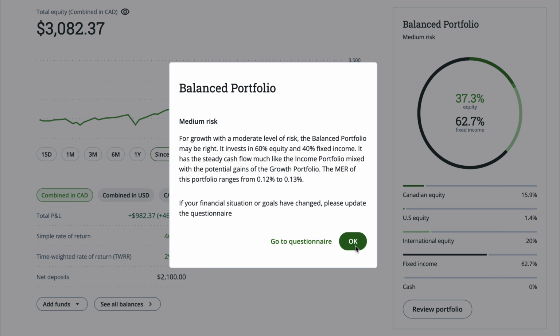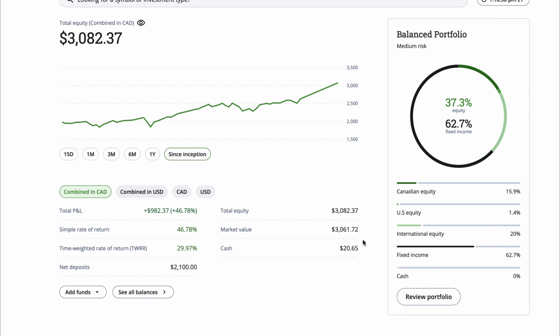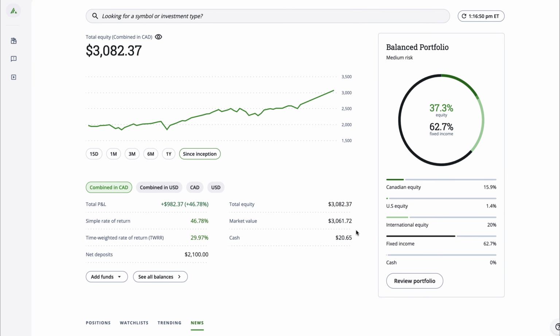With Questwealth, we handle the investing for you and match you with a portfolio that is suitable for your needs. If there are any specific stocks or ETFs you'd like to buy, you can always open a self-directed account.